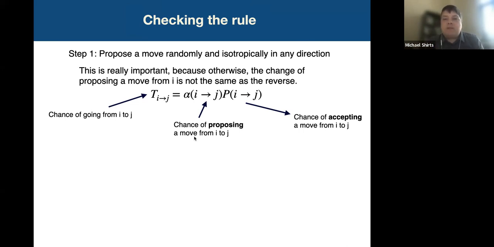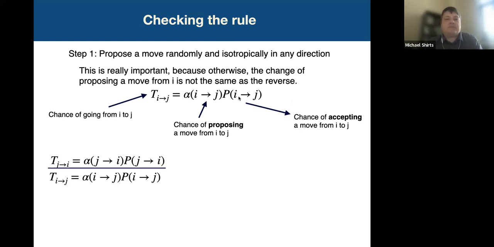Chance of proposing times the chance of accepting. So if you make sure your chance of proposing is isotropic, it's the same. Your chance of going up from i and your chance of going down from j, as long as they're the same, we can just cancel this out and not worry about it. Again, if you're a professional, you can use Metropolis-Hastings and a non-isotropic proposal distribution, but then you have to account for it in your acceptance ratio.